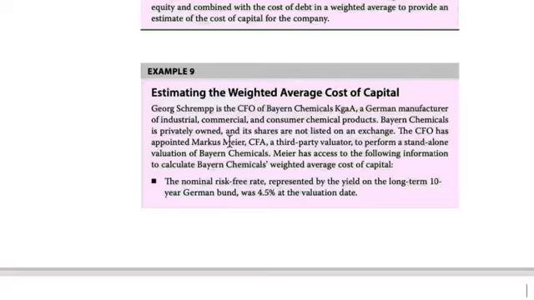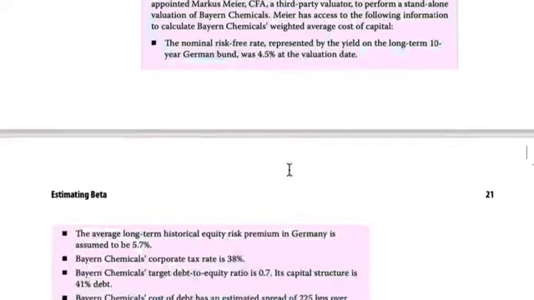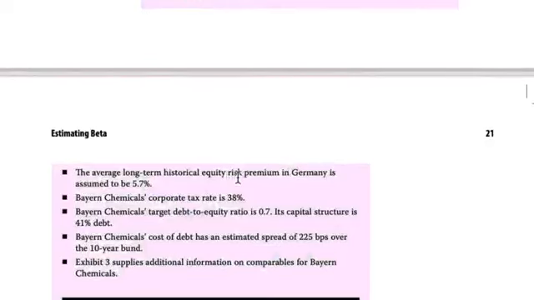Weighted average cost of capital, what do we need? Weighting of debt, weighting of equity, cost of debt, tax rate, and the cost of equity. Let's see if we can find that. The nominal risk-free rate, represented by the yield on the long-term 10-year German Bund, was 4.5% at the valuation date. If we're calculating the cost of equity, we're using CAPM, we're going to need the risk-free rate. So there it is. The average long-term historical equity risk premium in Germany is assumed to be 5.7%. There's our equity risk premium. All we need is a beta, and we got our cost of equity.